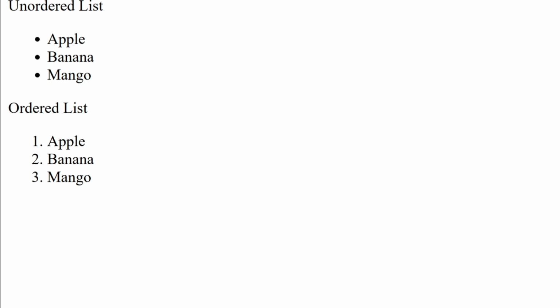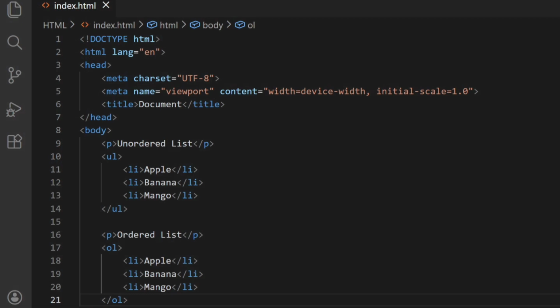And how we create them: in the VS Code, first we write which type of list we create, unordered list or ordered list. Then inside we write the items in list form. So basically this is the list tag of HTML.